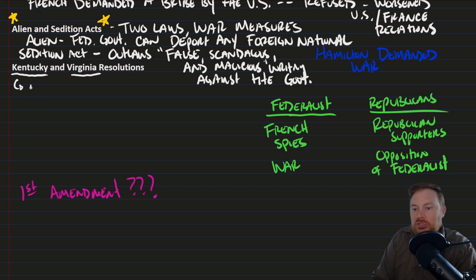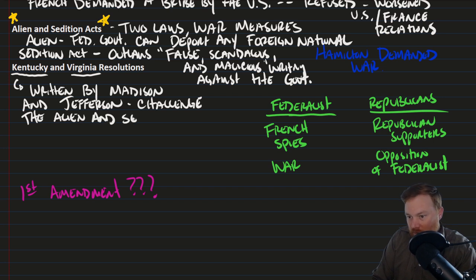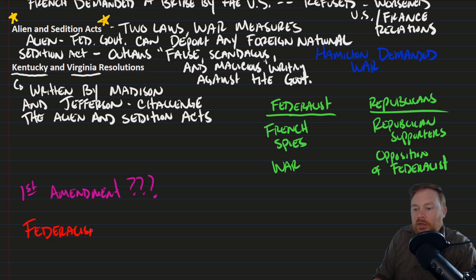So the Kentucky and Virginia resolutions are written by James Madison and Jefferson, who are the leading Republicans. And they challenge the Alien and Sedition Acts. One of the things that is invoked in the Virginia and Kentucky resolutions is going to come back to something we mentioned not too long ago, and that is this notion of federalism. Again, federalism is the relationship between the federal government and the state governments.